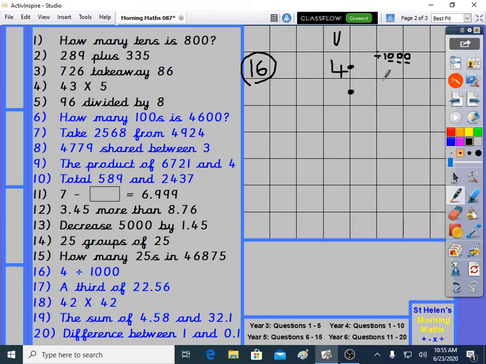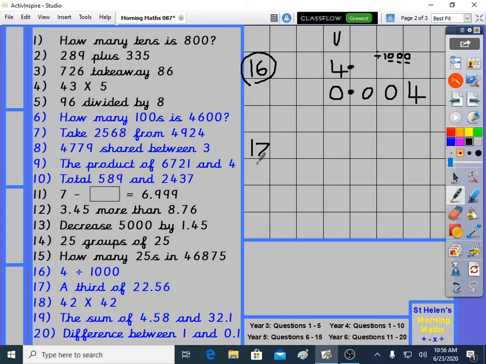I'm going to move it 1, 2, 3. The 4 goes right over there. Fill in any gaps with zeros. We get 0.004. It's a very tiny number now because we only had 4 in the first place. We shared it between 1,000. If you had 4 sweets and you shared them between 1,000 people, they're not going to get much of a sweet each, are they? 0.004, a very small number.